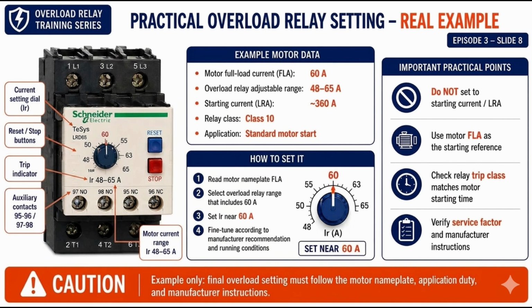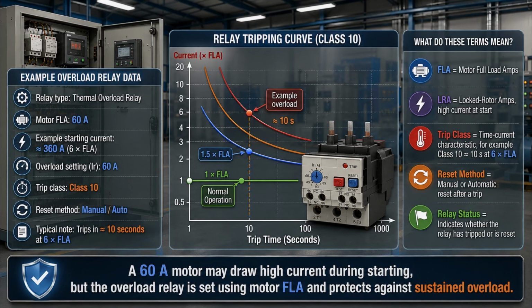The important point is this: we do not set the overload relay based on the high starting current, such as 360 amps. That current is temporary and part of the normal starting process. The overload relay is mainly there to protect the motor from sustained overload and overheating. It is not the same as short-circuit protection. So now, in the final slide, let's bring the whole idea together and summarize the motor current from start to normal running.